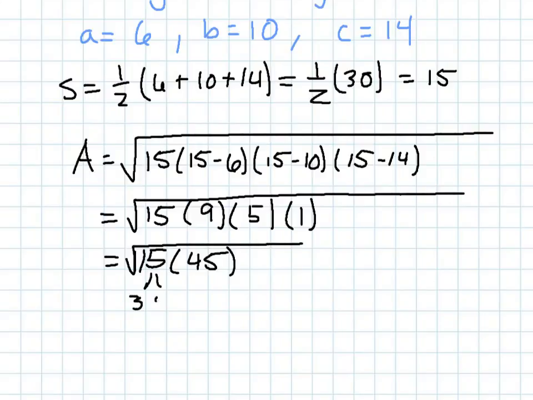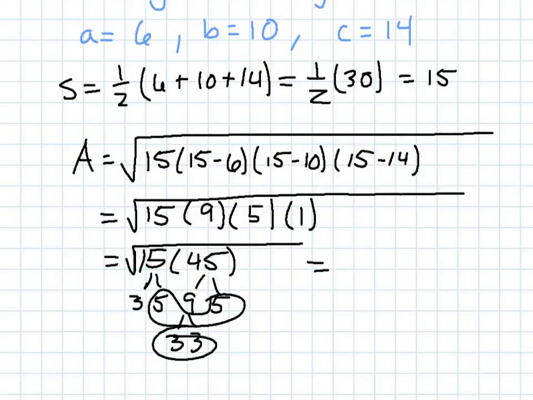If I work my factor trees, I get 3, 5, 9, 5, 3, 3. So there's a pair. There's a pair. Okay, so I could pull that out and make 15 square root of 3. And that would be units squared. So if I wanted an exact value for my area, I could leave it like that.